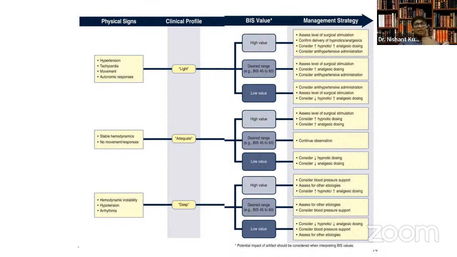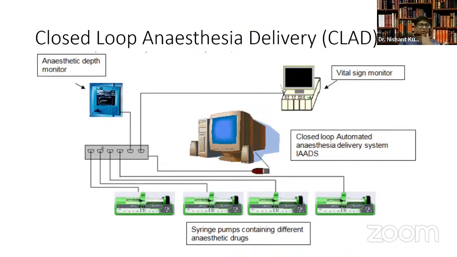Now, an advanced thing in this is AI. So the machines are taking over. You don't have to do anything; everything is done by the computer. What it does is, you have syringe and infusion pumps containing different anesthetic drugs. This is a closed loop. There's an anesthetic monitor, a vital sign monitor. All the information goes to the computer, and based on these inputs, the computer will regulate your infusion dosages, CT and CE concentration.